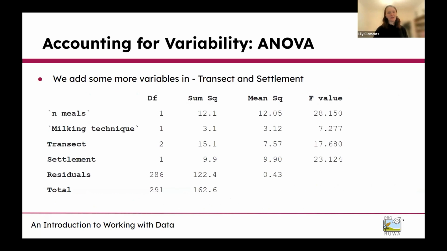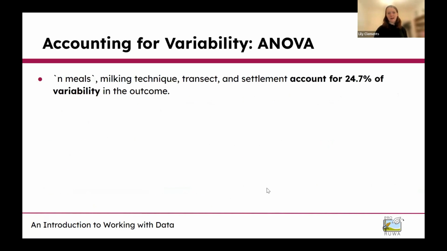And we can keep adding. We then add in transect, which we see accounts for quite a bit, and we add in settlement, which has less than transect, but more than milking technique. When we've added in these 4 variables, we now have 24.7% of variability in the outcome. Actually, maybe we'll leave the next bit up to you. Try and get this number as high as you can. How close to 100% can you get? You won't get 100%, but how much variability in the outcome can you account for?